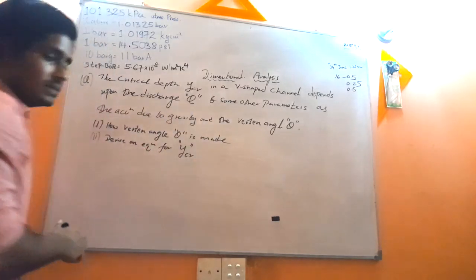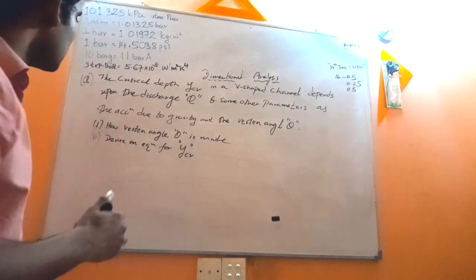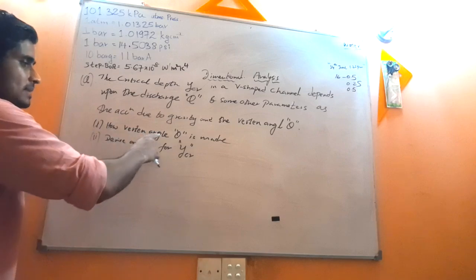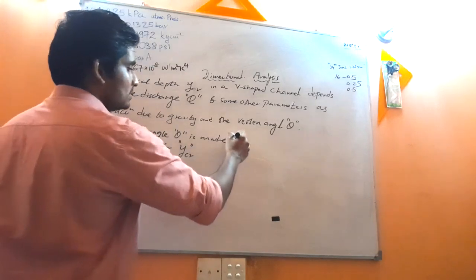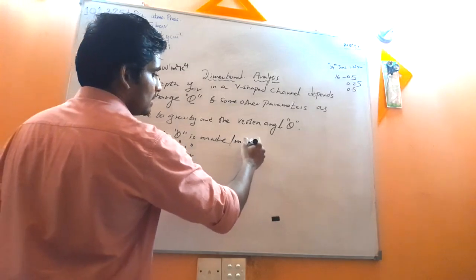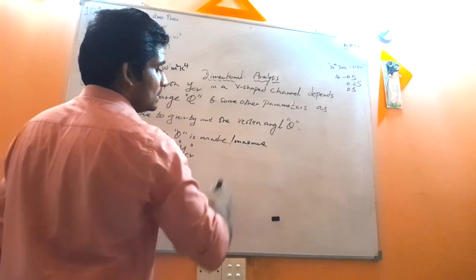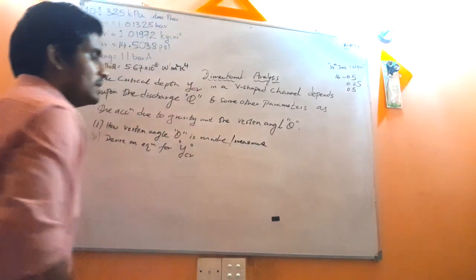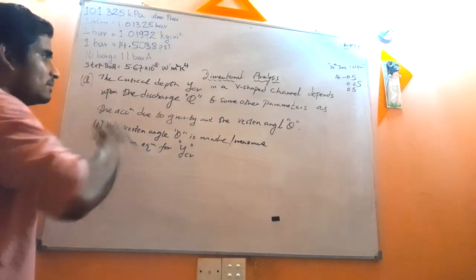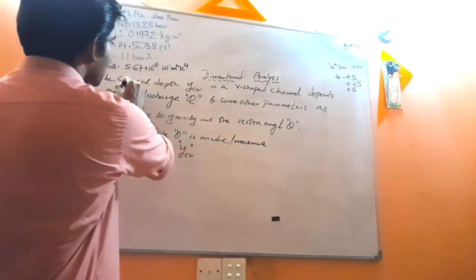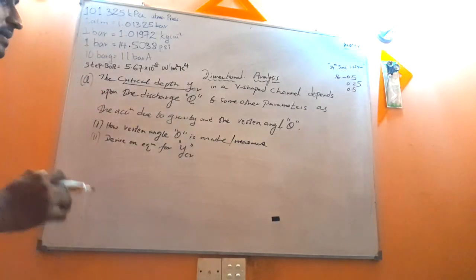Here there are two questions that they are asking. First, how is the vertex angle theta made, in other words, how is that angle measured? Second, derive an equation for Ycr. That means we have to derive an equation for the critical depth. So let's see how to do that.